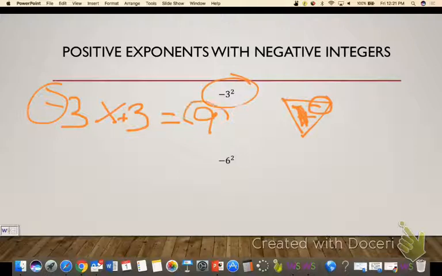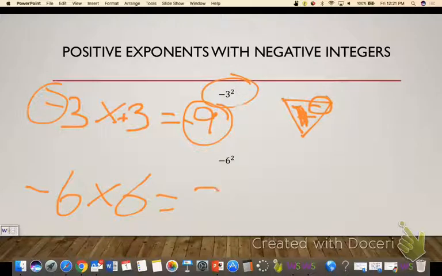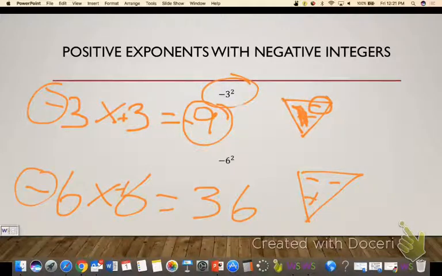Okay, so negative 6 to the second power. Same thing, 6 times 6 equals 36. But we have a negative and a positive, so cross out those two and we have a negative. Negative 36. Got it? Okay.